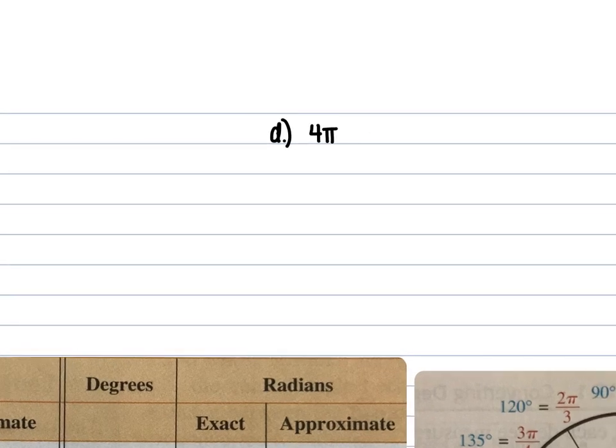For D, we have 4 pi. So this, remember, is the same thing as 4 pi over 1. We multiply it by 180 over pi. We're going to cancel out those pi's. We're going to multiply 4 times 180, and we get 720 degrees.